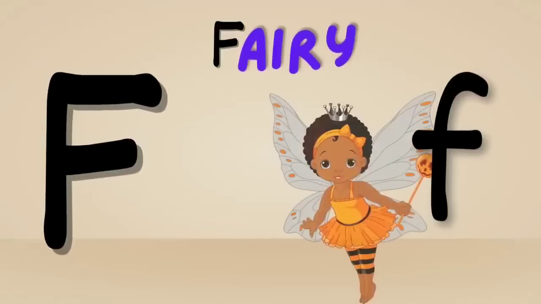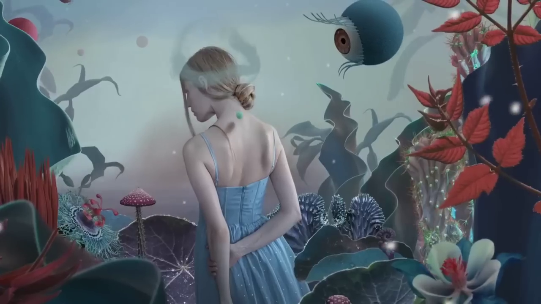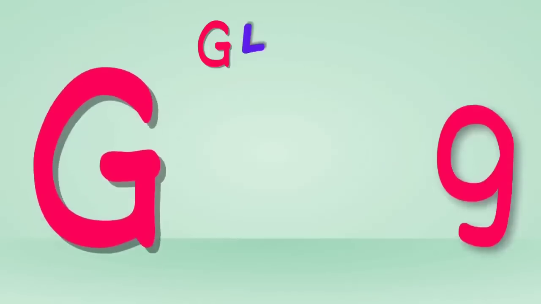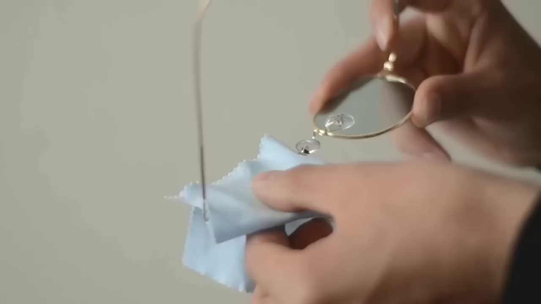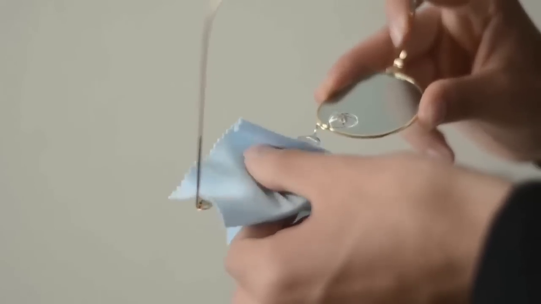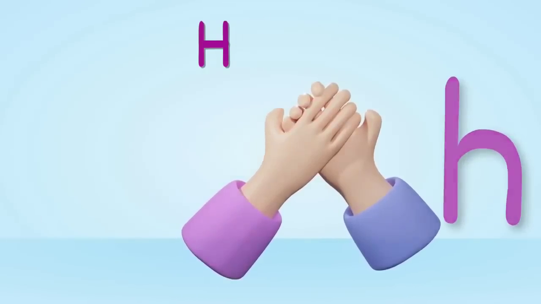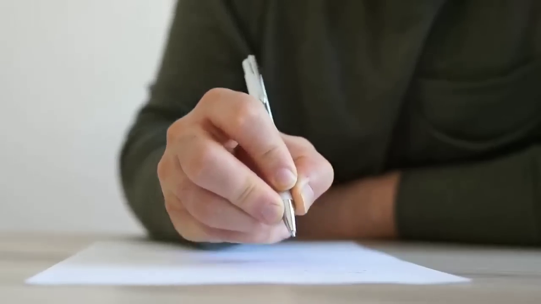F is for fairy, fairy, fairy. This is a fairy, fairy, fairy. G is for glasses, glasses, glasses. This is a glasses, glasses, glasses. H is for hand, hand, hand. This is a hand, hand, hand.